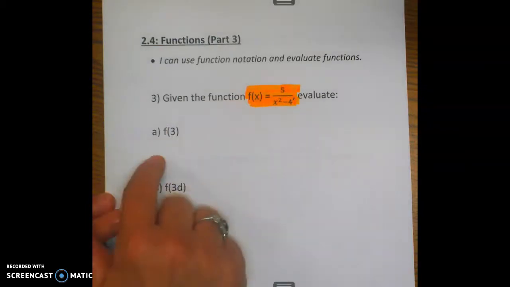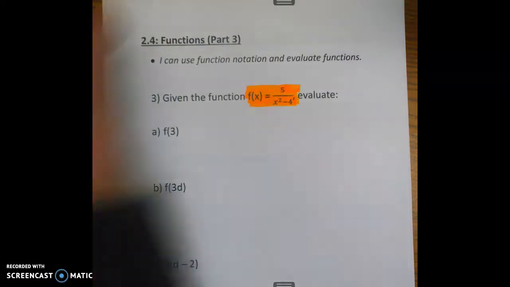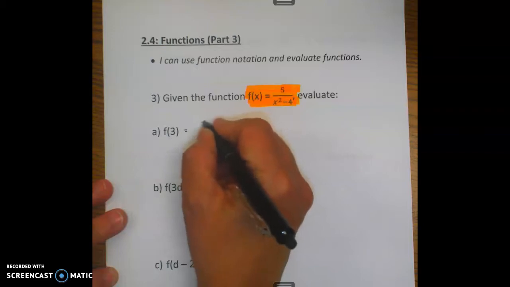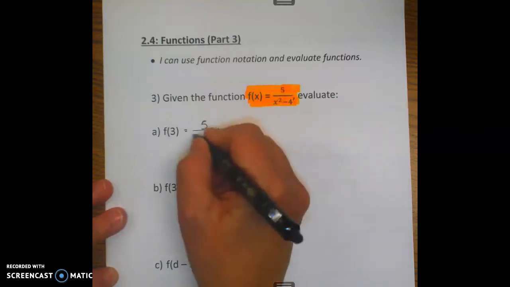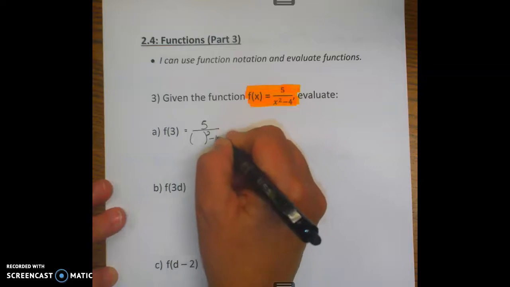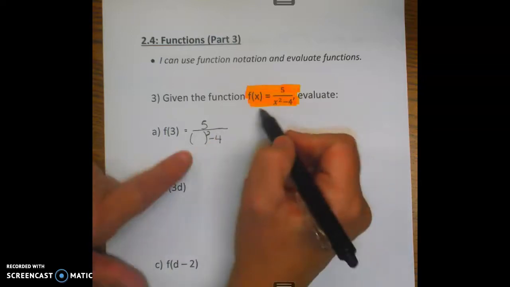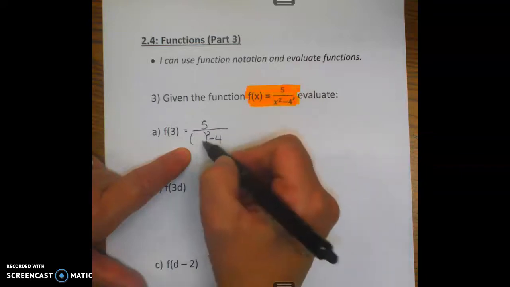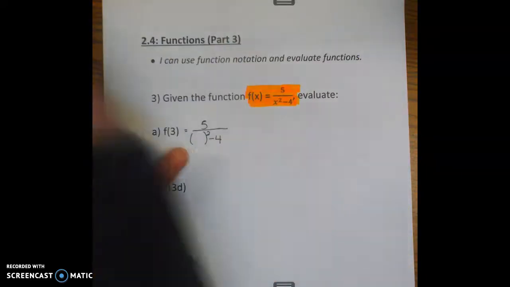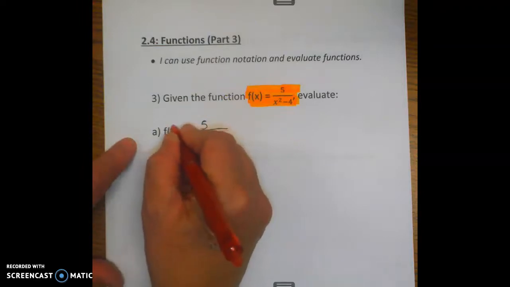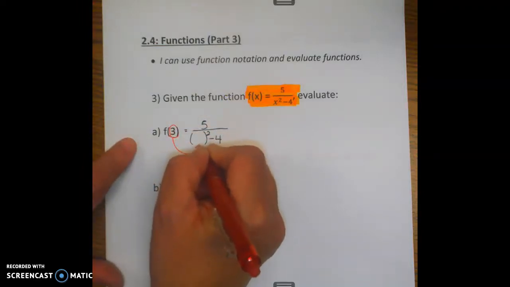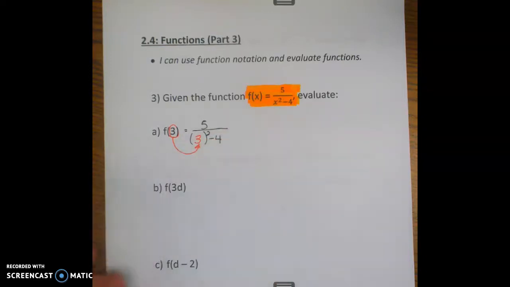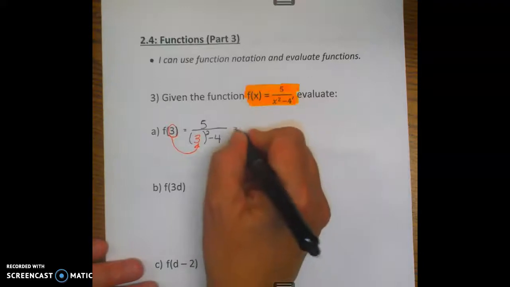So for instance, on this first one, when it says f of 3, what I'm going to do is take my function, which is 5 over x squared minus 4, and then wherever there's an x, I'm just going to put a parentheses like that. So this is the same thing as what's highlighted up here. The only difference is instead of an x, I just have an open space. And what this is telling me is that I'm going to take 3 and plug it in wherever there's an x. So instead of putting an x, I'm going to put a 3 in there.